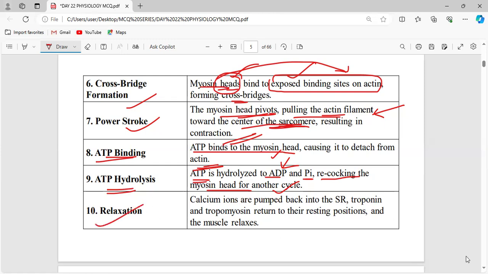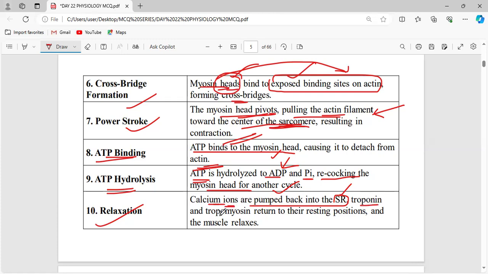Now, how is the process of relaxation happening? Now, the calcium ion is pumped back into the sarcoplasmic reticulum. See, only because this calcium ion associates with the troponin, it results in the structural change, that is conformational change. When the calcium ion is not released from the sarcoplasmic reticulum, it doesn't result in the structural change. So the sarcoplasmic reticulum takes this calcium ion back into it.